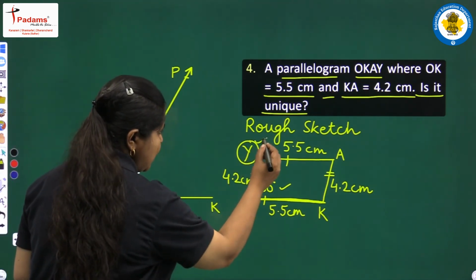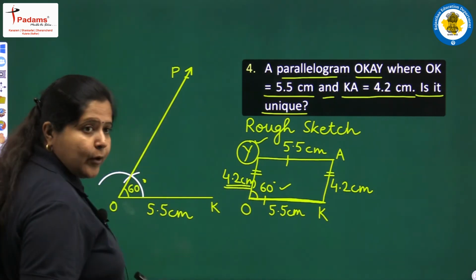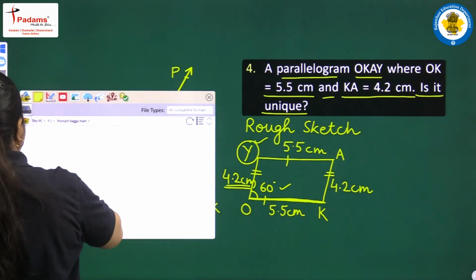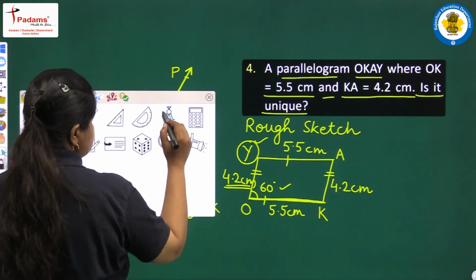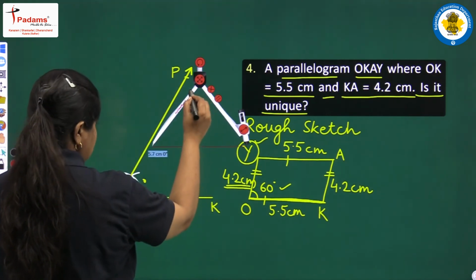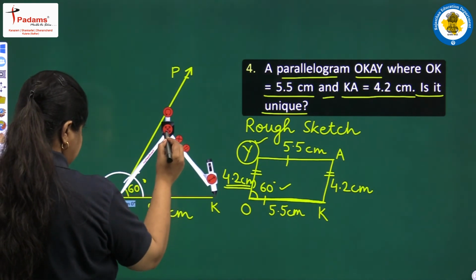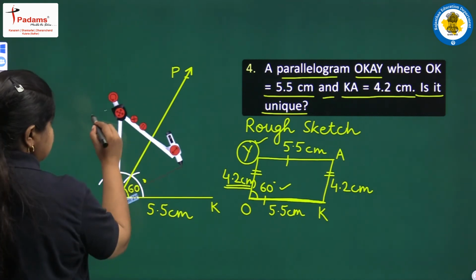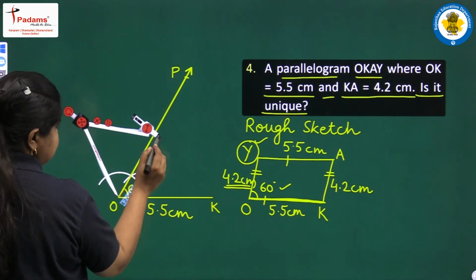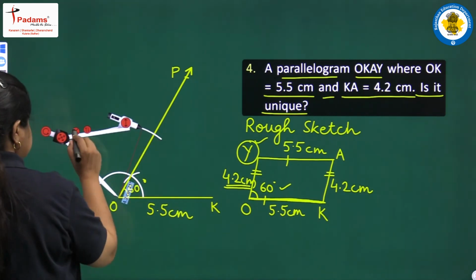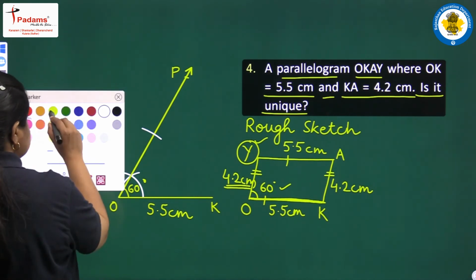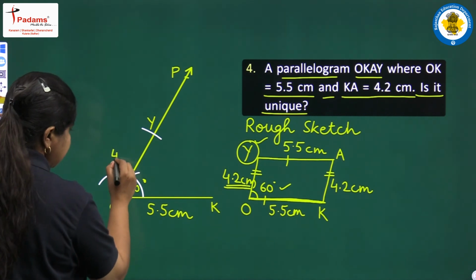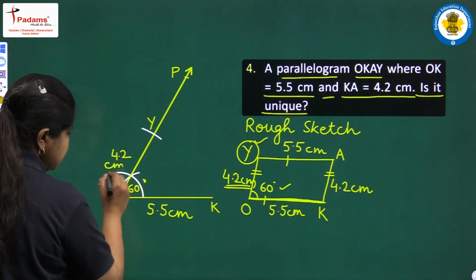Now we will locate this point Y. We know this distance is 4.2 centimeters. So we will draw an arc of radius 4.2 centimeters, taking O as the center, in this way. Now we need to write the name. This is point Y, and this distance we have taken 4.2 centimeter.